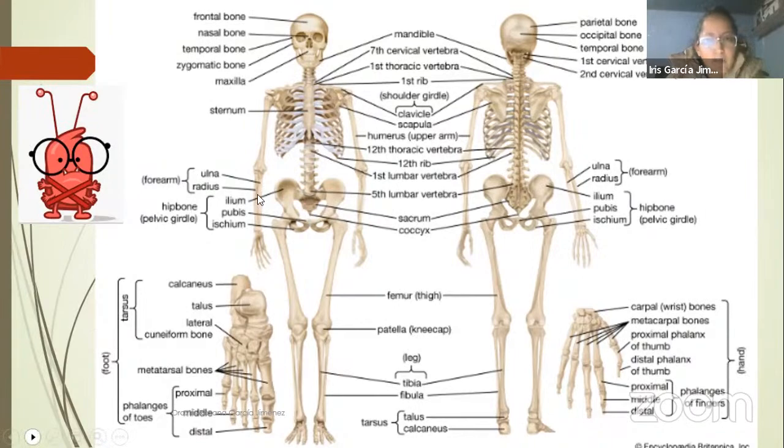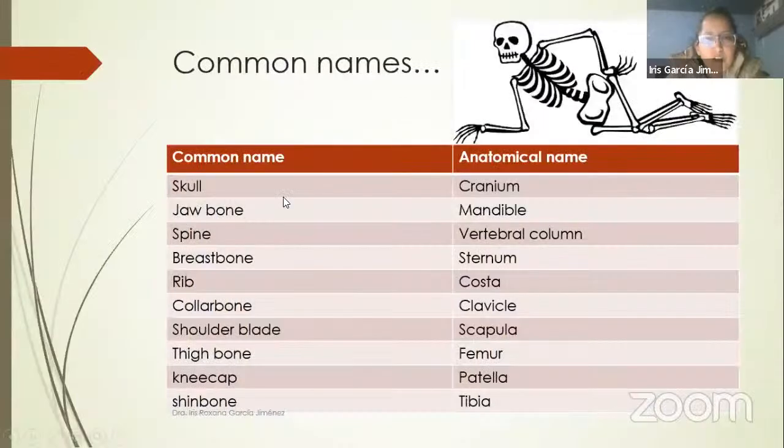So going ahead, we must consider the common names. We have the common name, how non-doctors talk about the structure, and the anatomical name, the one that we must use during the report, the case report, the medical report, the medical history, the physical examination.